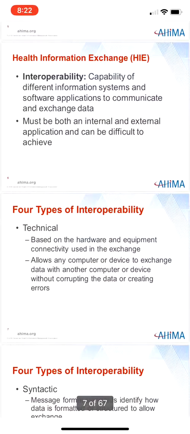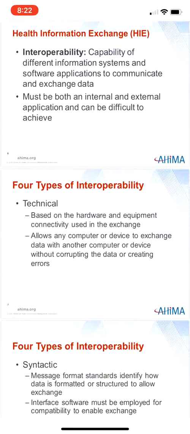Now let's talk about the different types of interoperability. Dropping to the bottom of 183. Healthcare organizations that are owned by corporations typically have similar systems, but this is not necessarily the case with independent providers. Four types of interoperability can facilitate a successful exchange of health information.